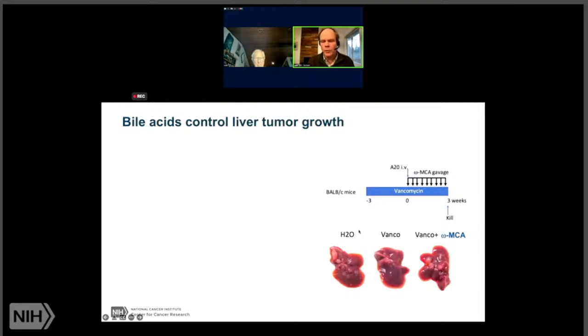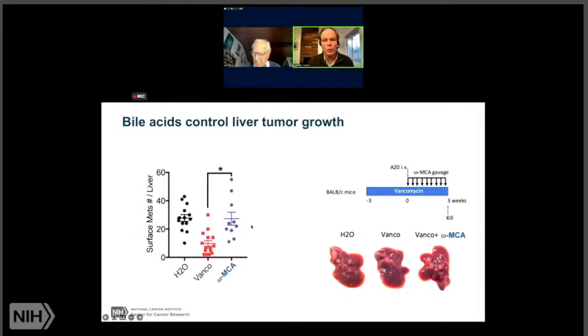So you can see the result of this experiment. This is our control. Mouse treated with antibiotic has fewer tumors. And then if we bring back the secondary bile acids here, you can see that we can basically rescue this, or tumors will basically develop, mice will develop more tumors again. And here you see the cumulative data.